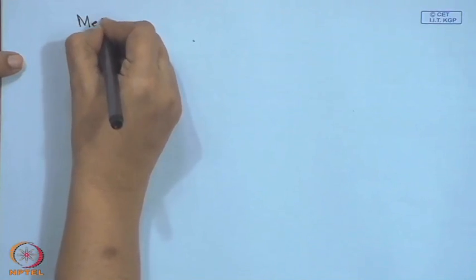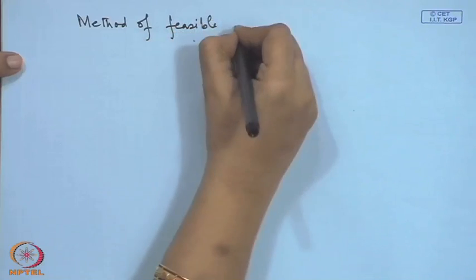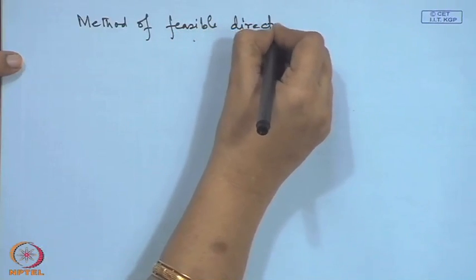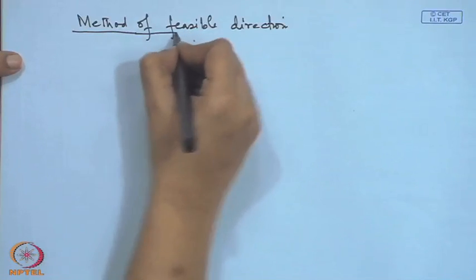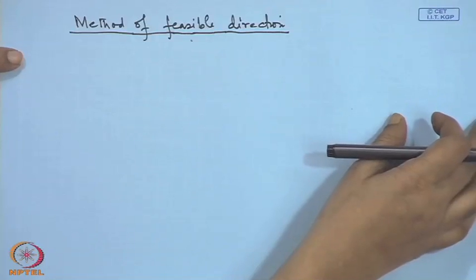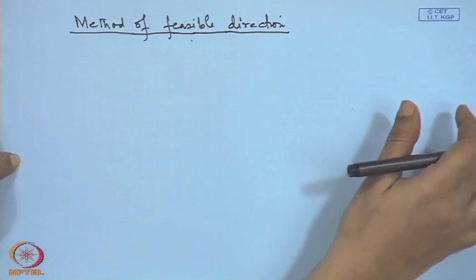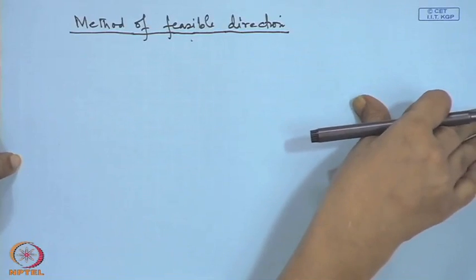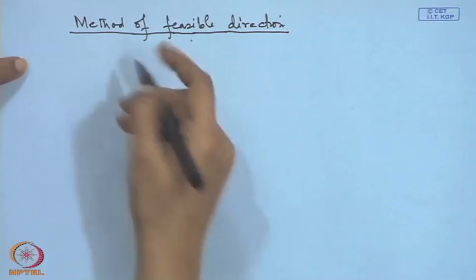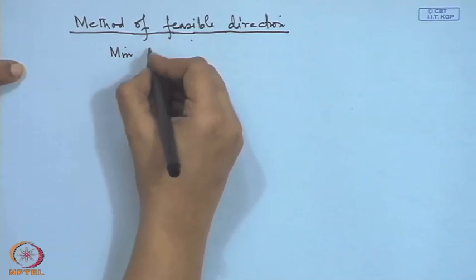Now, let me go to the next method, that is the method of feasible direction. This is another direct method because we are addressing the original constraint set of the original problem. Thus, this is not an indirect method, but what is the basic philosophy of this method? Let me first summarize it, then I will go to the algorithm of this method.